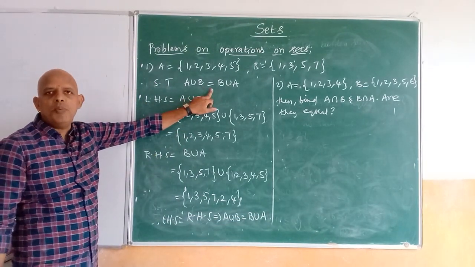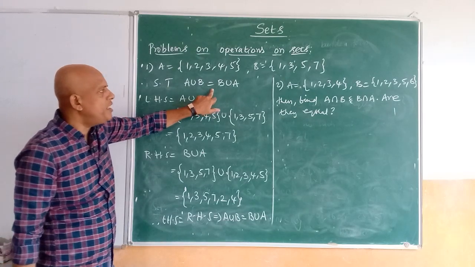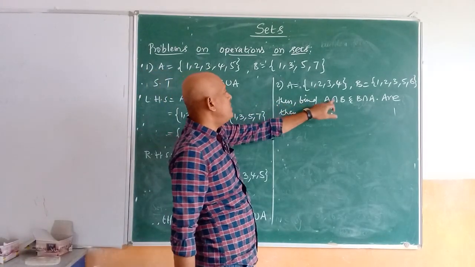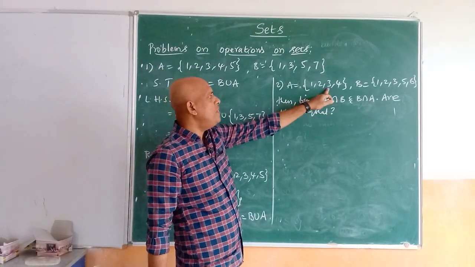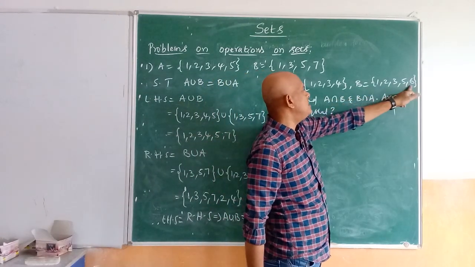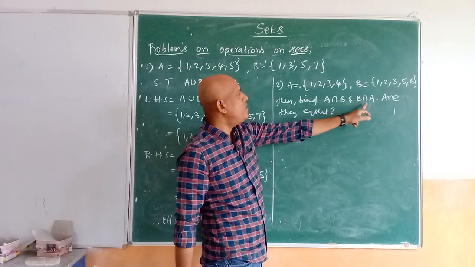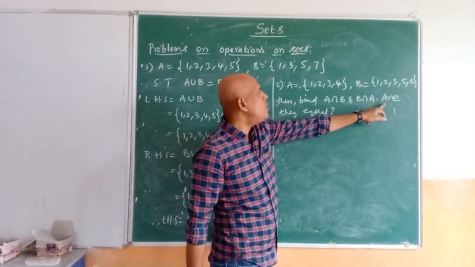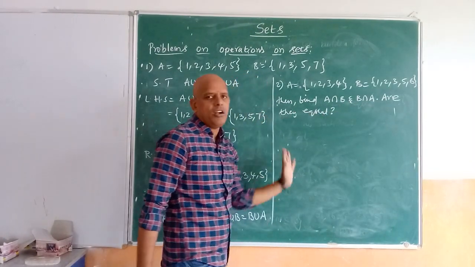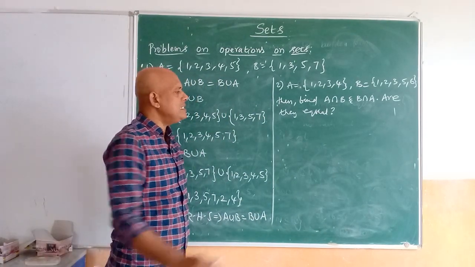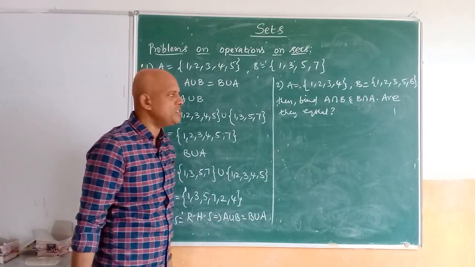Union satisfies commutative property. Now let us move to the intersection. It is given A is equal to {1, 2, 3, 4} and B is equal to {1, 2, 3, 5, 6}. First of all we have to find A intersection B. Later we have to find B intersection A, and also verify: are they equal or not? Let us check whether intersection satisfies the commutative property or not.